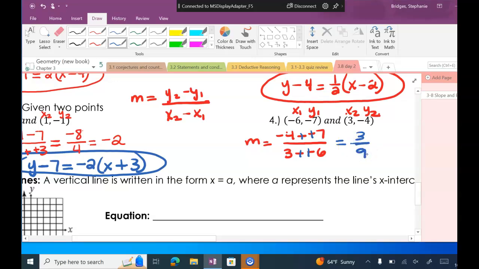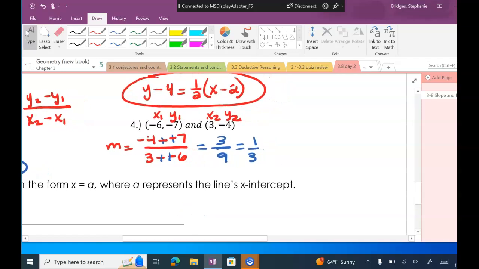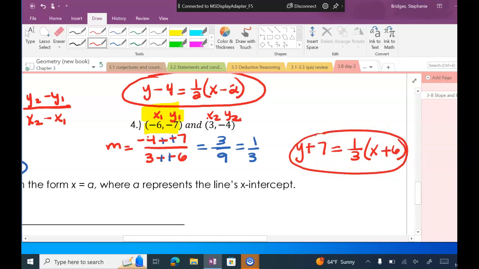Can 3 and 9 both divide by something? So that turns into a 1/3. And so now I have my slope. I'm going to use my ordered pair that I already have labeled as x1, y1, so I don't have to change anything. Y minus what kind of 7? And again, when you minus a negative, it turns positive, equals my slope of 1/3 times x minus, what's my x1? Okay, again, minus a negative turns to positive, and that is what the equation will look like.